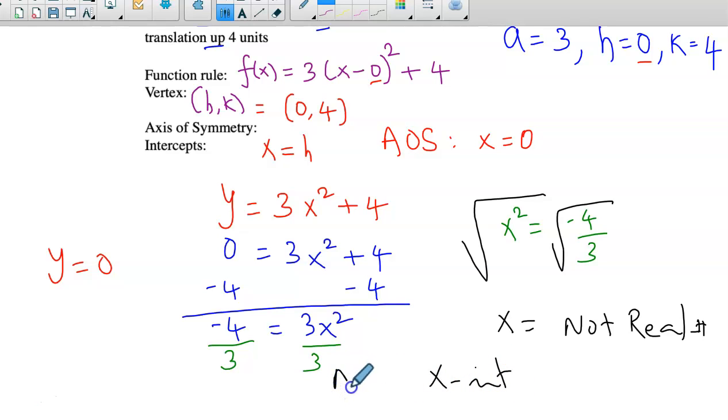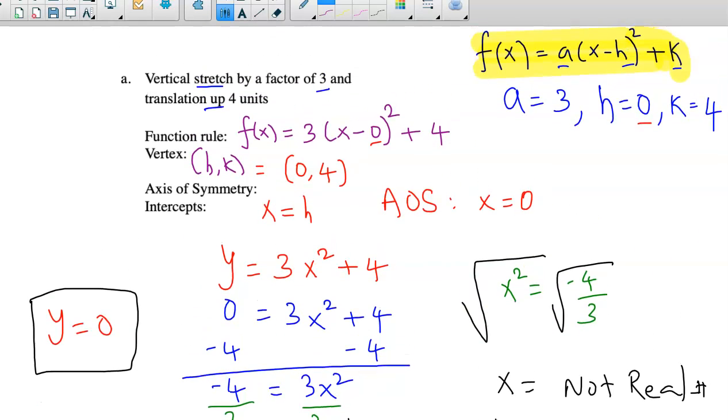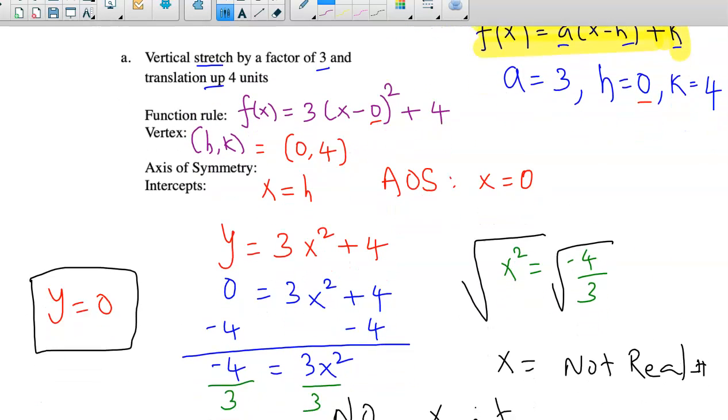Because it is not a real number, you will not have any x-intercepts. So I'll just say no x-intercepts in this scenario because of this reason. The value of x is not a real number, it is an imaginary number. And I'm going to draw the graph also to show it to you in a minute. So in order to get the x-intercept, substitute y is equal to 0 in this function and solve it.